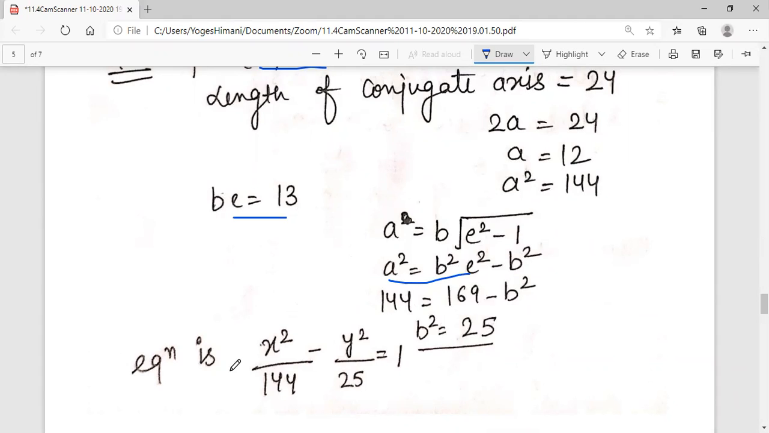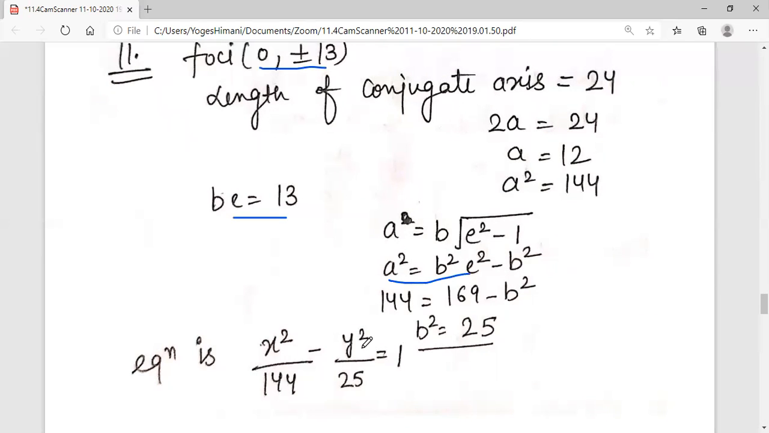It means what is the equation? x square by a square minus y square by. Now one thing, our focus point is on the y axis. It means y will come in plus and our x square will come in minus. Minus x square by 144 plus y square by 25 is equal to 1. I hope it's clear.